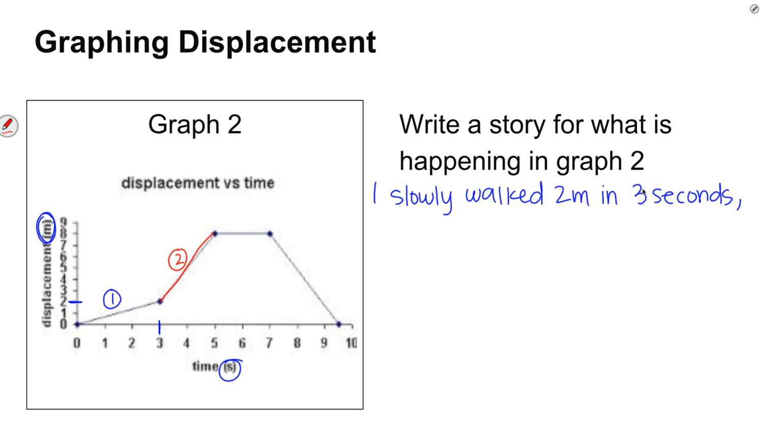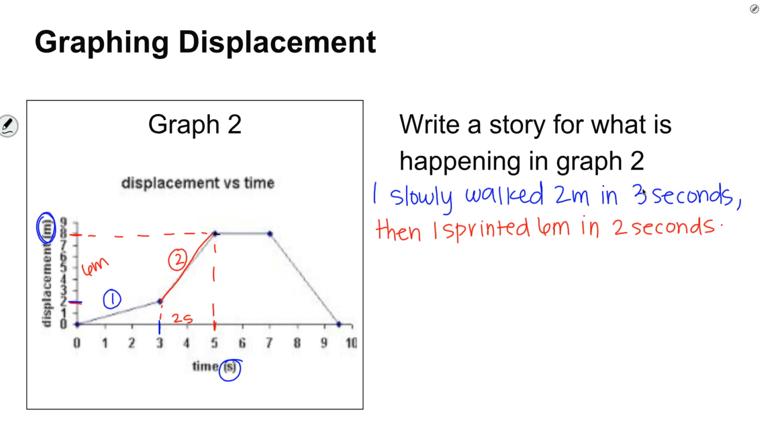So next, I'm going from 3 to 5 seconds on my graph. So that's a time change of 2 seconds. And I'm going from 2 to 8 on my graph. So from 2 to 8, that is 6 meters. And I'm going much faster. So I'm going to say, then, I sprinted 6 meters in 2 seconds.